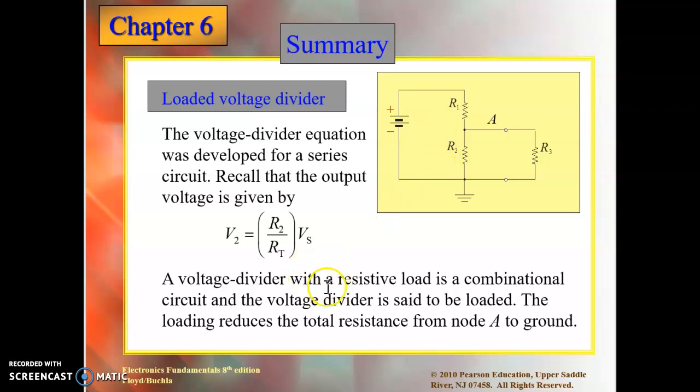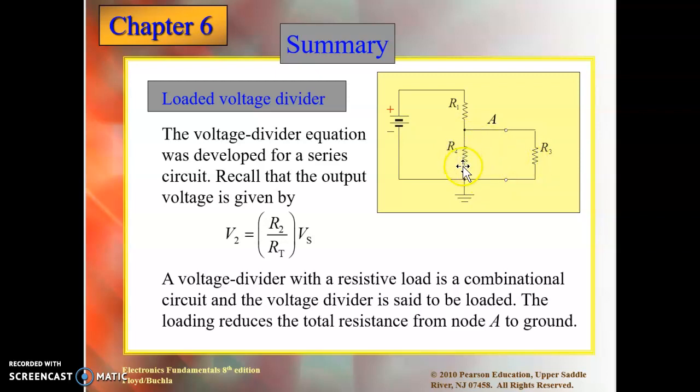A voltage divider with resistive load is a combination circuit, and the voltage divider is said to be loaded. The loading reduces the total resistance from node A to the ground. So if this is small compared to that, what's going to happen? The equivalent of the combination of these two resistors, they are in parallel. You always connect your load in parallel to the output. So if this is too small, what is going to happen?